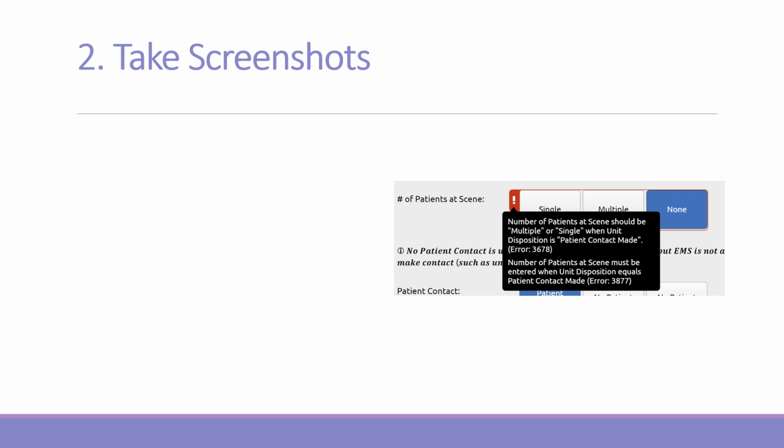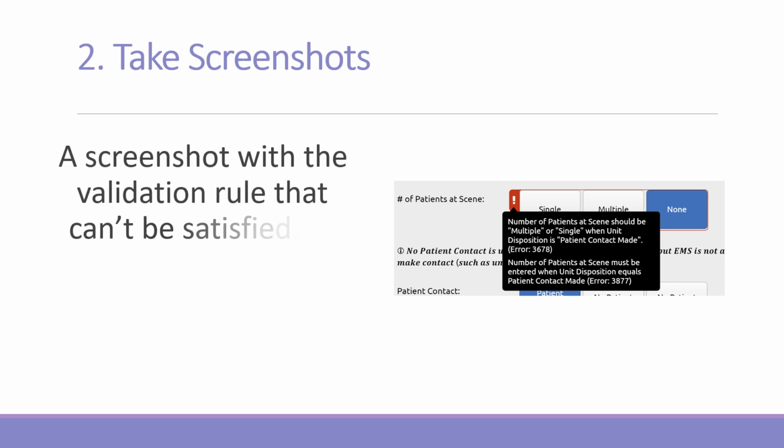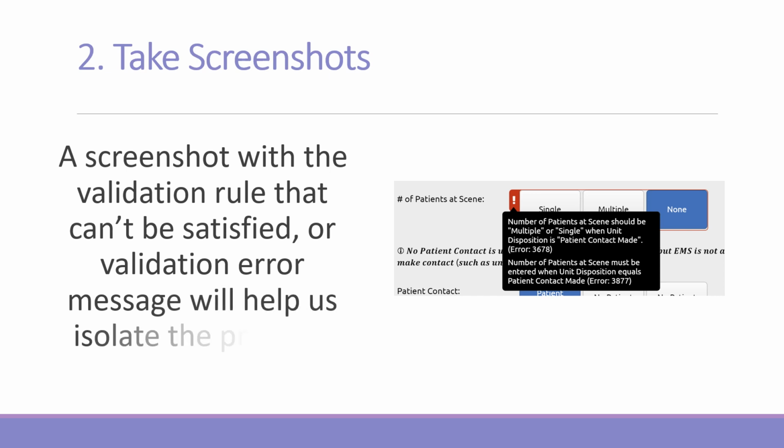Putting the error codes into the bug reporting form is almost as good. Tell me what the error codes were that occurred at the time that you created the record and you had the problem. If you have the validation rule that can't be satisfied in a screenshot, that is also helpful, and it helps me to understand maybe. And there's no issue with you maybe transposing the numbers. Oh, I wrote 3768 instead of 3678 when I created the bug form.